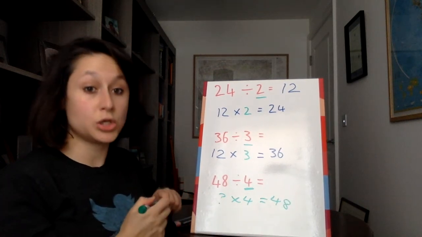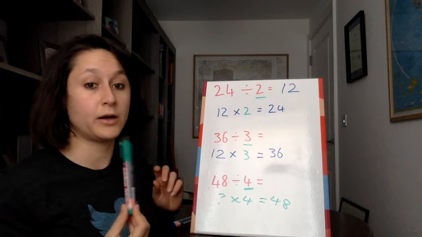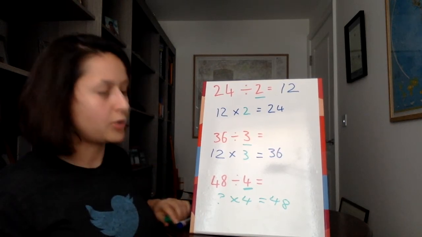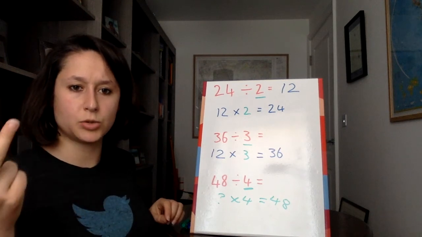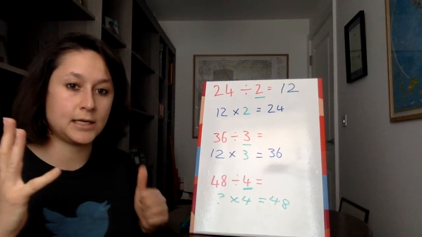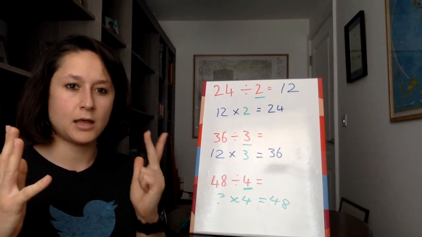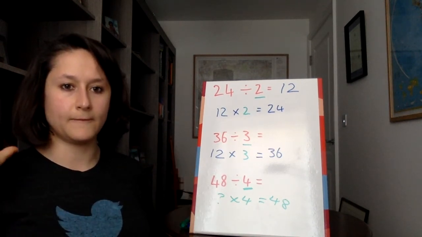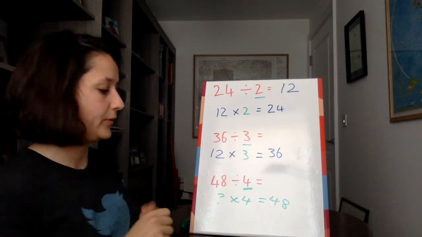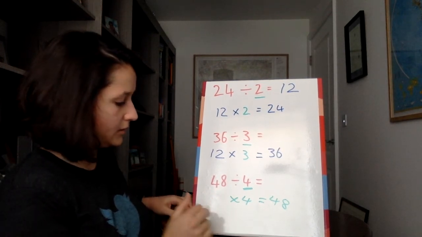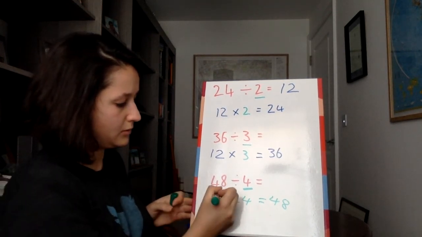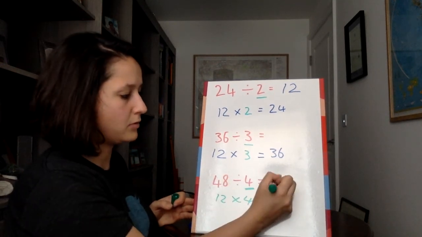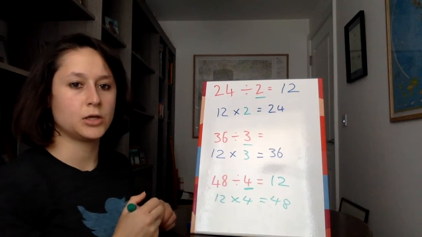And if you needed to, you could count up on your fingers. I know some teachers discourage this. I don't. So if you were really stuck, you could go, right, 4, 8, 12, 16, 20, 24, 28, 32, 36, 40, 44, 48. 12. Okay. So scrub that out. Put 12 here. 12 times 4 is 48. So 48 divided by 4 must be 12.